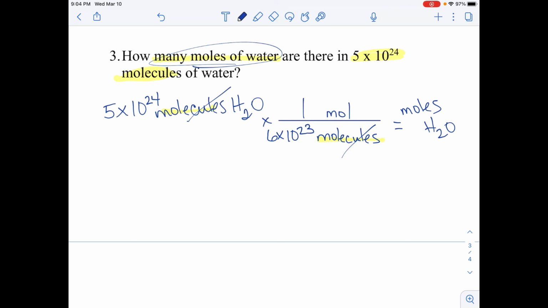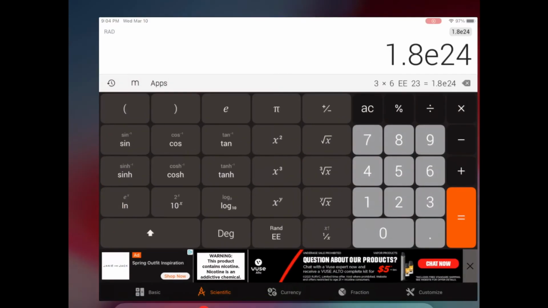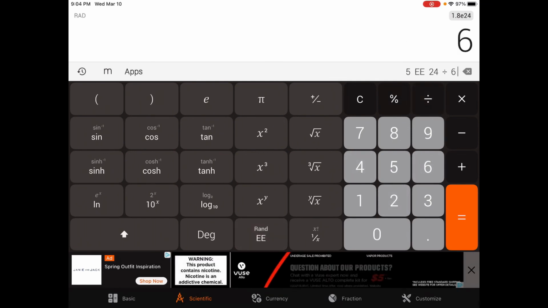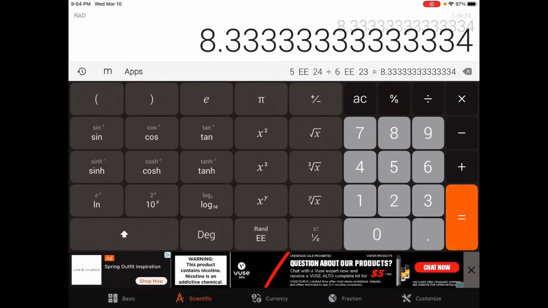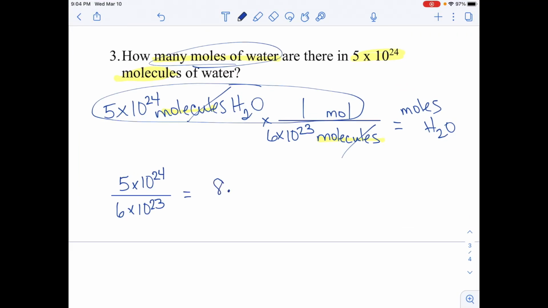So this is the first time in our calculator we actually have a division problem. Because in the numerator, we have 5 times 10 to the 24th times 1, which is 5 times 10 to the 24th, divided by the denominator, which is 6 times 10 to the 23rd. So let's try that in our calculator. 5 double E 24 divided by 6 double E 23. And we get 8.33 moles of water.